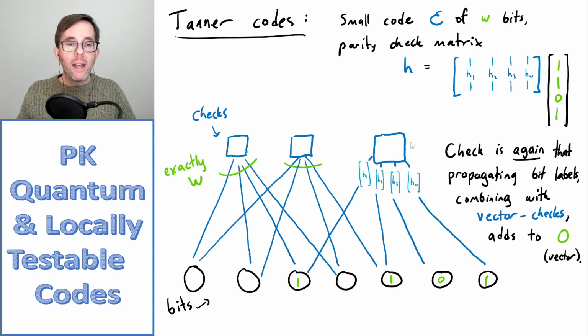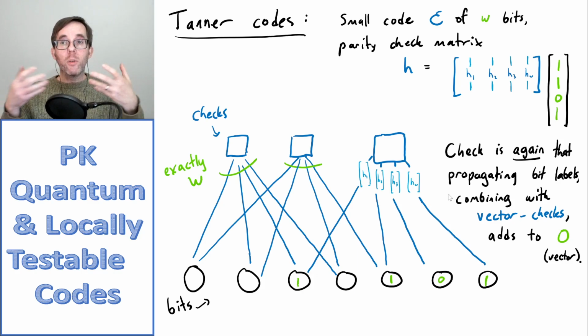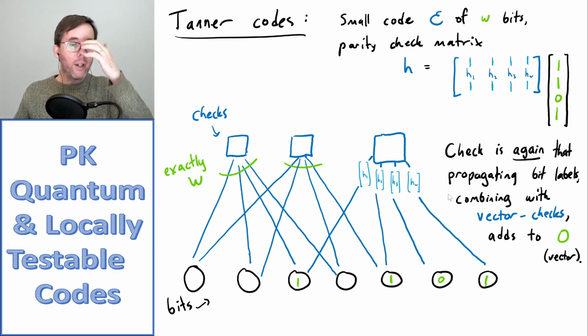Okay? And then the way to think about this check now is that, again, to decide if a green labeling of 1s and 0s down at the bits is a code word, you propagate up the 1s, and then you multiply them against these columns that are written here, and add up the columns, and you check that the result is 0 in the sense of being the 0 column vector. Okay, if you think about it, that's the same thing.